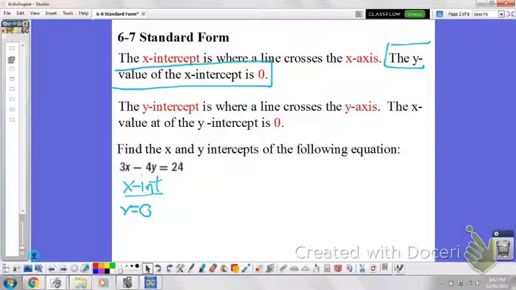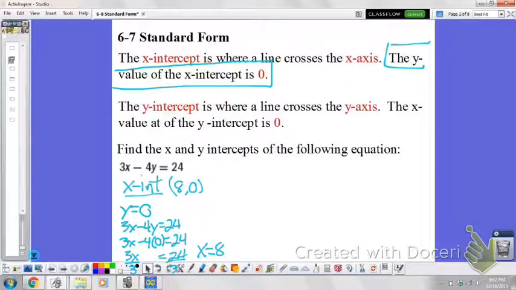Well, since the x-intercept is a point, there's an x value that goes with that y value. So if I use my equation, 3x minus 4y equals 24, and I substitute in the y value 0, I will be able to solve for x. Now this is pretty easy because I substituted 0, and 4 times 0 is just 0. So I have 3x is equal to 24. Divide by 3, and I get x equals 8. So my x-intercept is (8, 0).